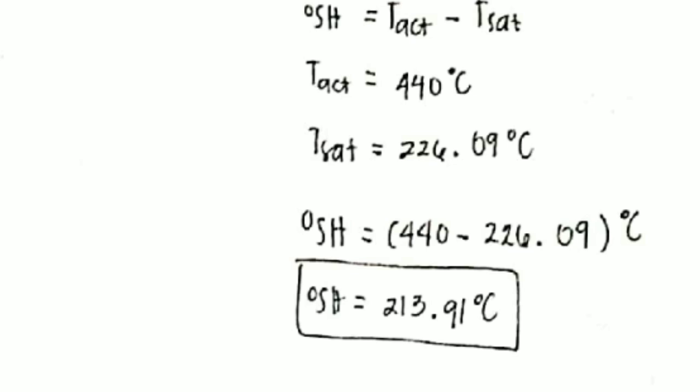What we first did was identify the given. The given is pressure, so we went to table 2. When we reached table 2, we proved that the actual is greater than TSAT, which means it is a superheated vapor. A superheated vapor belongs to table 3. So the superheated is equal to T-act, 440 degrees Celsius, minus 226.09 degrees Celsius, and we can get the superheated value of 213.91 degrees Celsius.